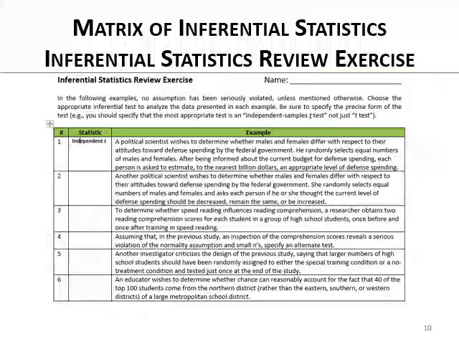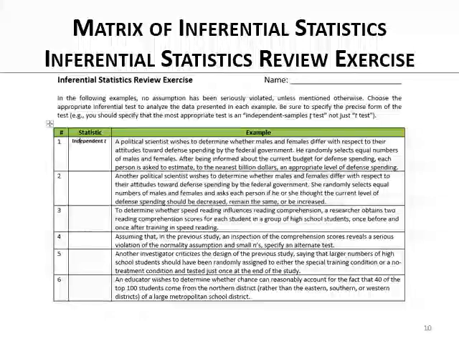So, for example, a political scientist wishes to determine whether males and females differ with respect to their attitudes towards defense spending by the federal government. Randomly selects equal numbers of males and females. After being informed about the current budget for defense spending, each person is asked to estimate to the nearest $1 billion an appropriate level of defense spending. So the DV here is how much they think we should spend on defense. So that's interval or ratio. What are the groups? Well, there's males and females. They are the levels of sex. So we've got two groups, different people in those groups. So it's a between groups design. We've got an interval or ratio DV. This is an independent t.